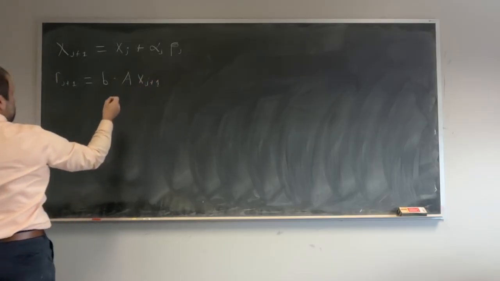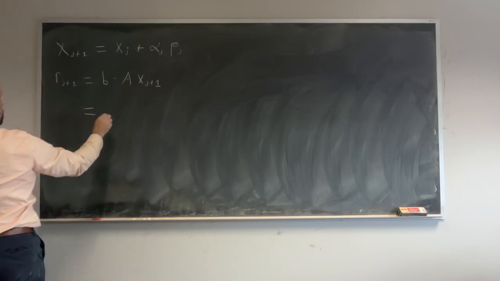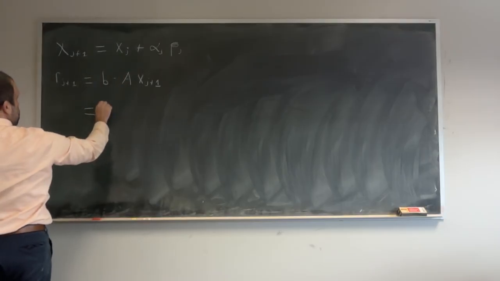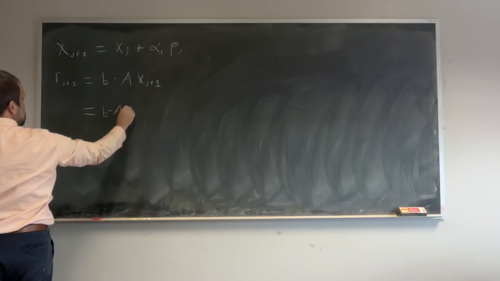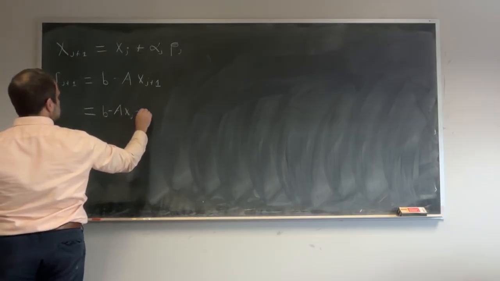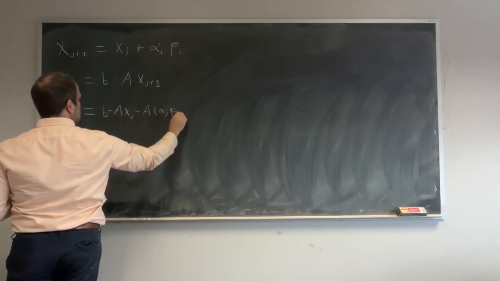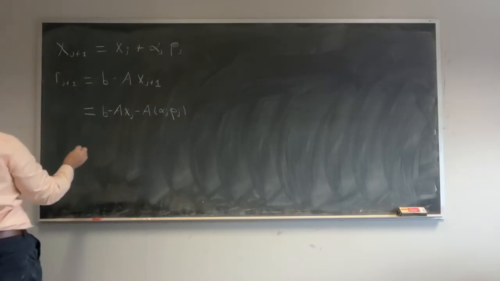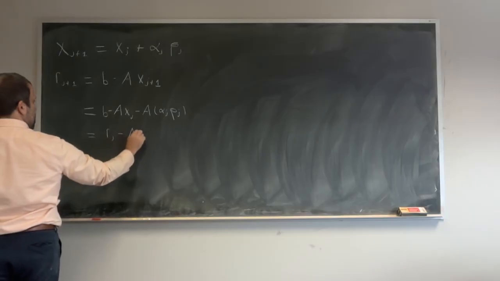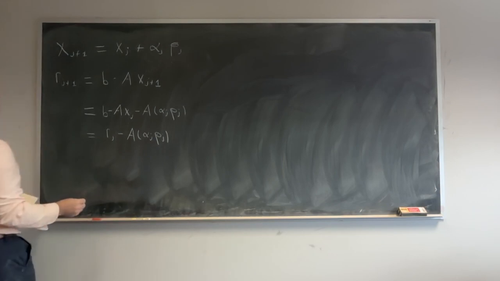And similar to what we've done before, we're going to get a recursive relationship for these residuals, because we can write this using this formula for x_{j+1}. We can write this as b minus A x_j minus A times alpha_j p_j. Well, this is simply r_j minus A times alpha_j p_j.